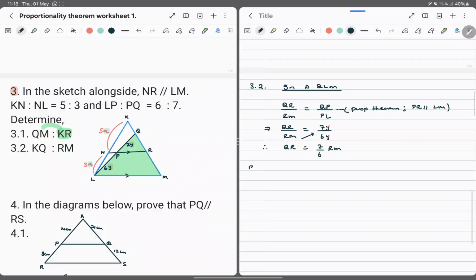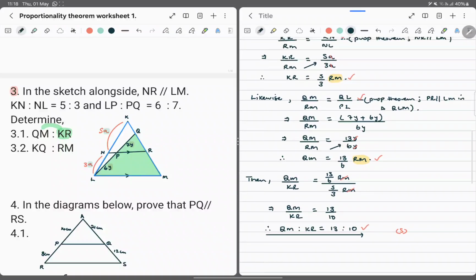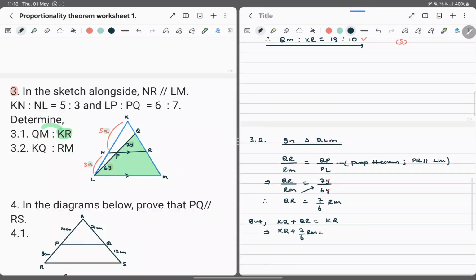We understand that KQ plus QR is equal to KR. That's very clear, because if we take that segment and we add that segment, we essentially have KR. All right, so this implies that KQ plus QR, which is now 7 over 6 RM, is equal to KR. What did we find it as? It was 5 over 3 RM.